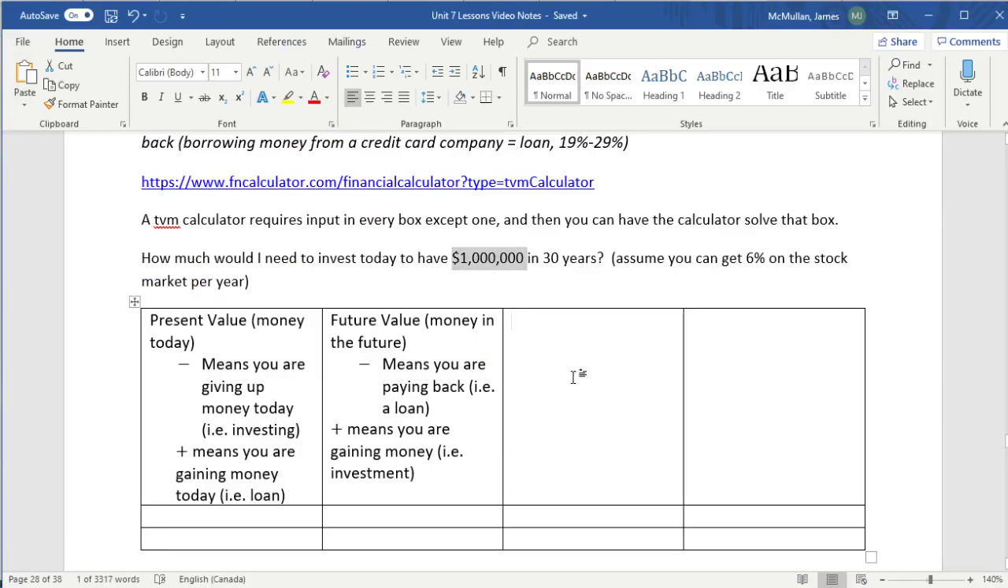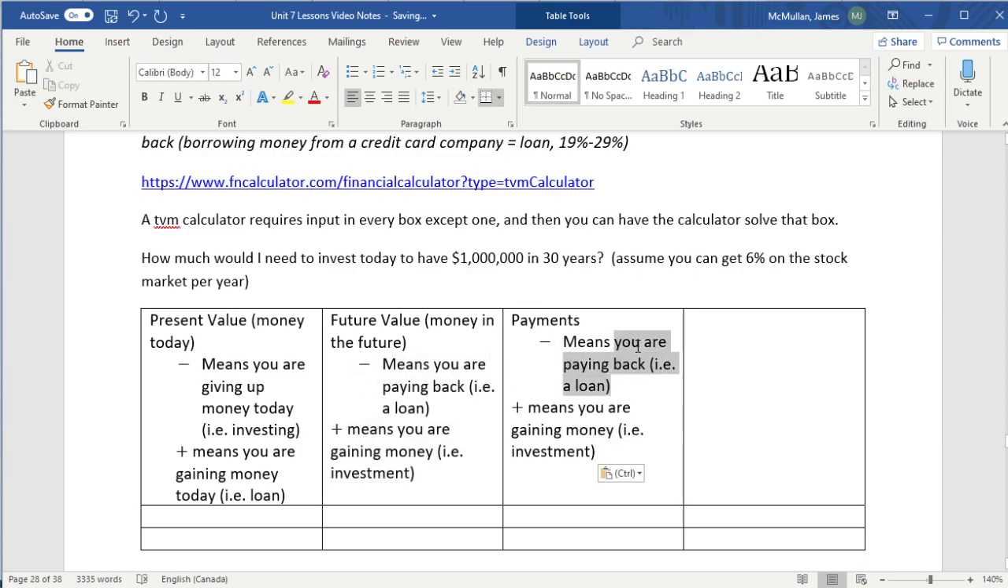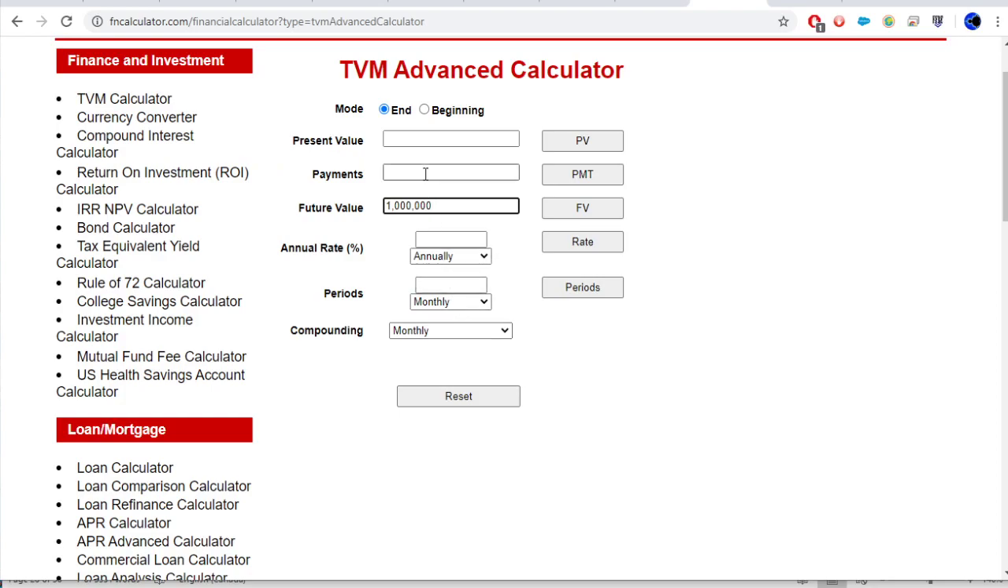Okay. Now, when it says payments, we're going to come back to this. But just payments, again, it follows the same rule. A negative means you are investing money regularly, whereas positive means you are withdrawing money regularly. Okay, so in our case, we are not doing anything regularly. It just says how much would I need to invest today. So my payment is 0. I'm not making any payments.